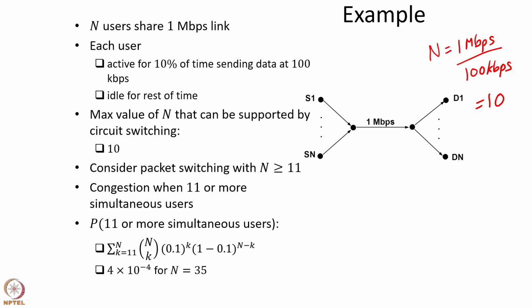The traffic is not continuously sent, but it is intermittent. It is sent for some time, and then the traffic sending stops, and then it resumes after some time. So for such traffic, packet switching can support many more users than circuit switching. So this concludes our discussion of circuit switching and packet switching.